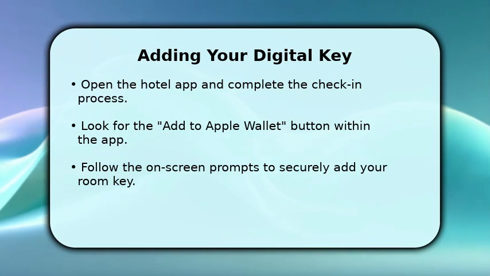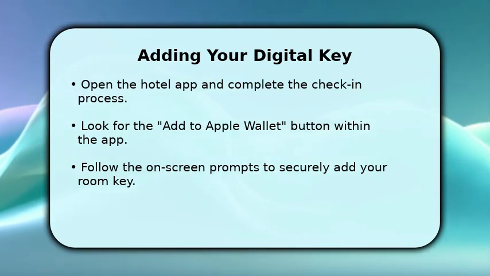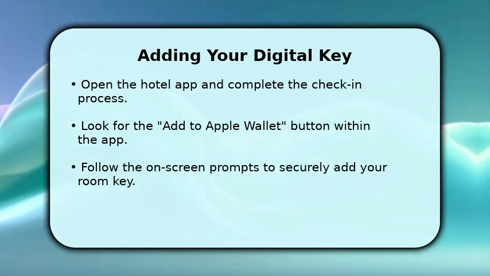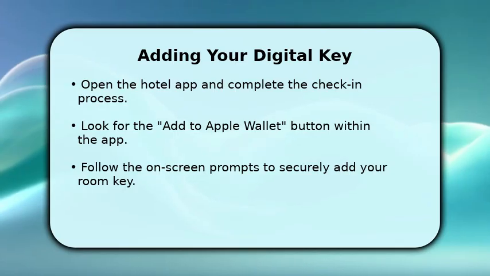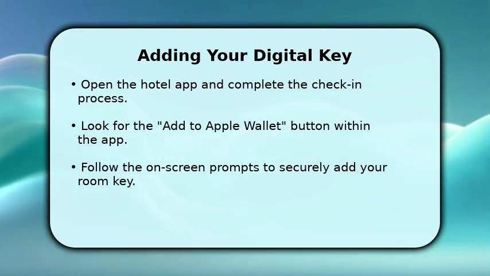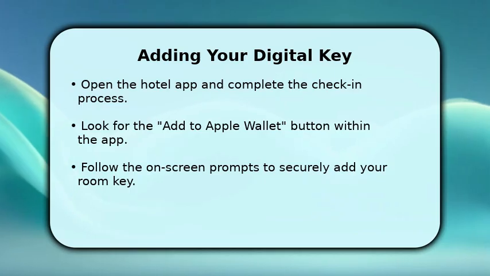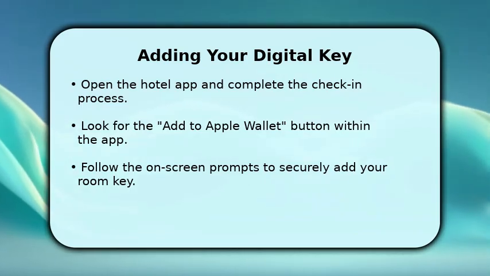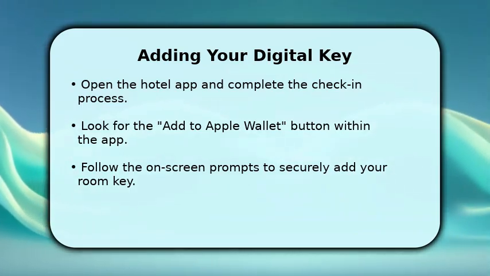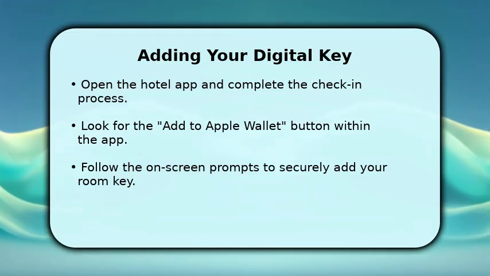Once you've checked in through the hotel's mobile app, navigate to the section that displays your room details. You should find a prominent button labeled Add to Apple Wallet. Tap this button to initiate the transfer of your digital key. Your iPhone will then guide you through a few simple on-screen prompts to securely add your room key to your Apple Wallet, making it ready for use.